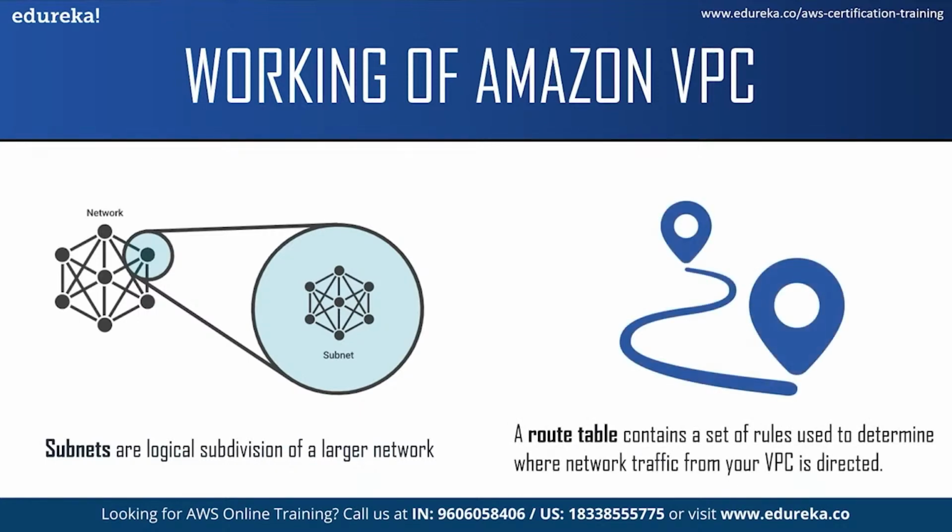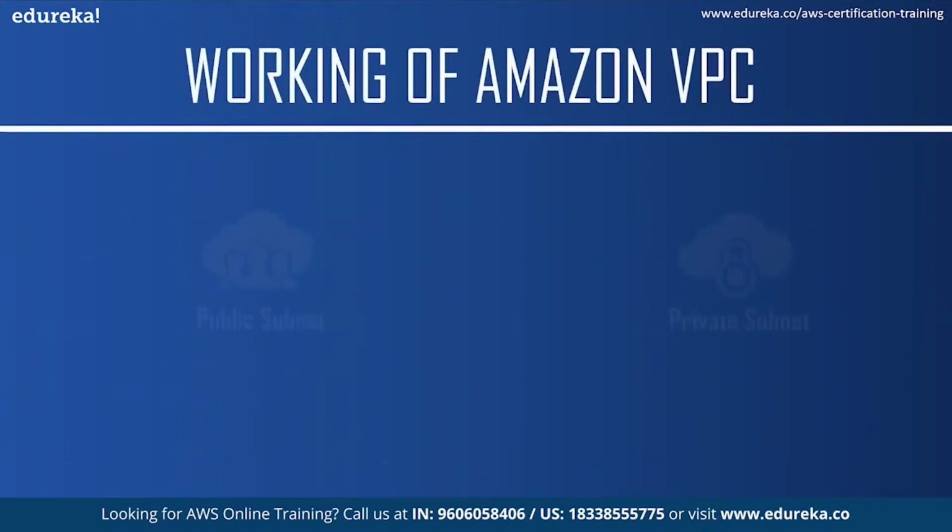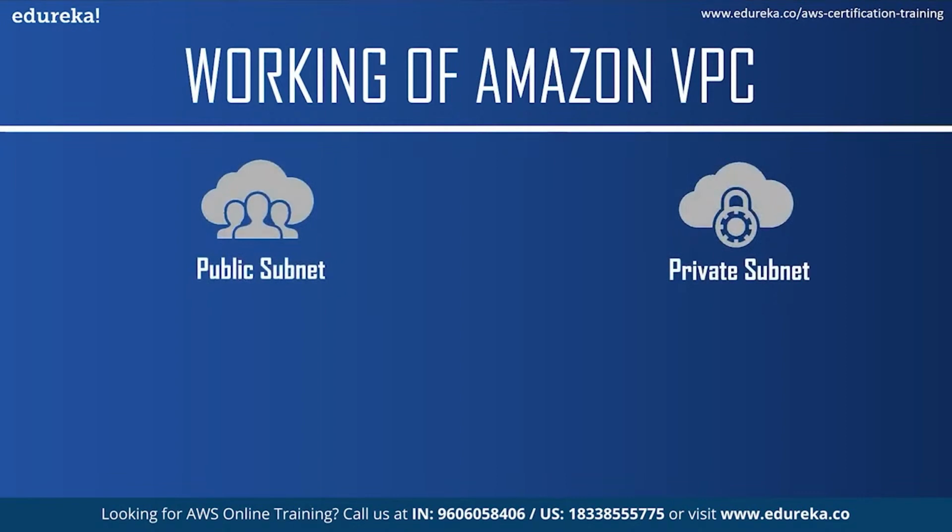Next we have the route table. A route table contains a set of rules, called routes, that are used to determine where the traffic in a VPC is directed. You can explicitly associate a subnet with a particular route table, otherwise the subnet is implicitly associated with the main route table. Each route in a route table specifies the range of IP addresses where you want your traffic to go, which is the destination, and the gateway, which is the network interface or connection through which to send the traffic, which is the target.